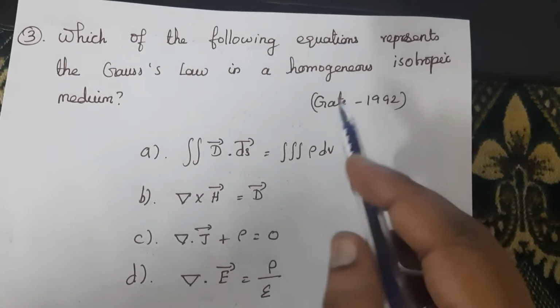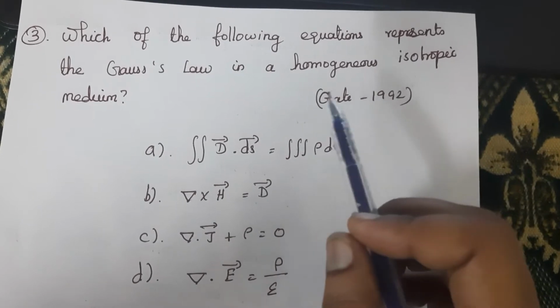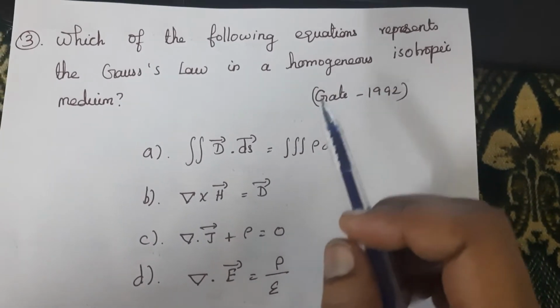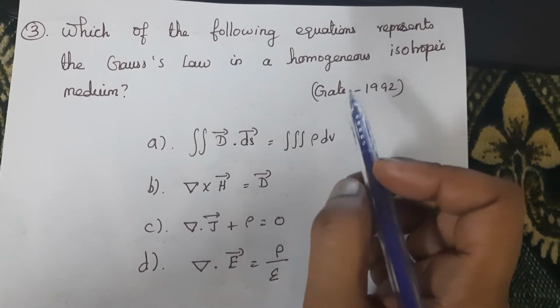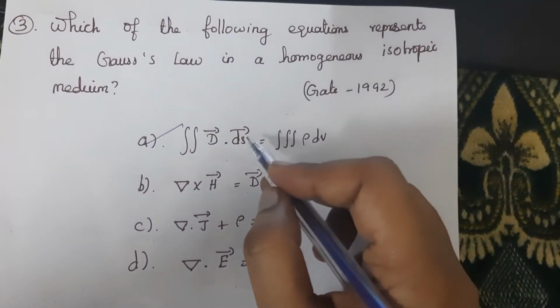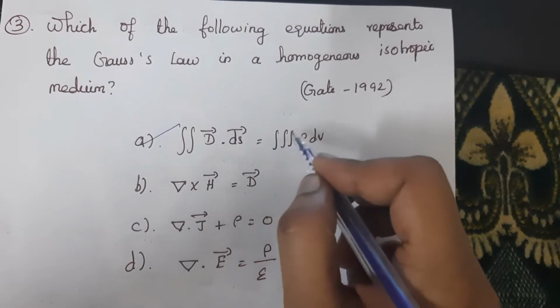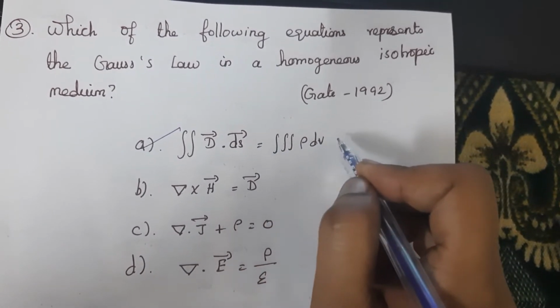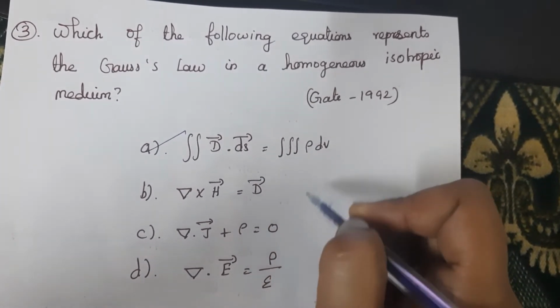Third question, which of the following equations represents the Gauss law in a homogeneous isotropic medium? Gauss law in a homogeneous isotropic medium. Answer here is A. Double integral of D vector dot dS is equal to triple integral of rho dV. So here the answer is A.